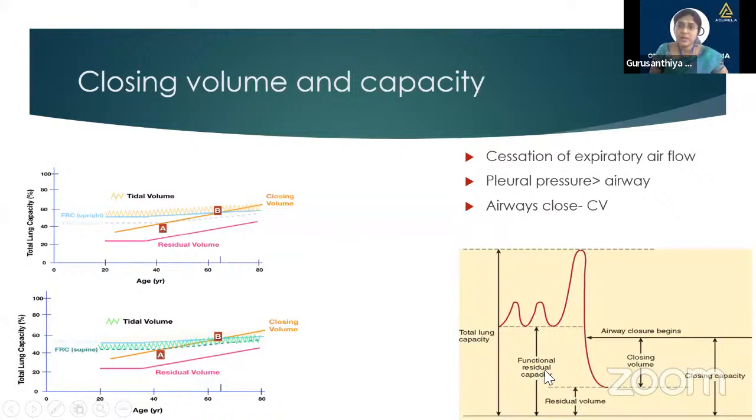Hence, to maintain the FRC is actually better at a 30-degree head-up angle. That is why after you extubate, you put a head-up position so that it is above the closing volume and not below the closing volume.